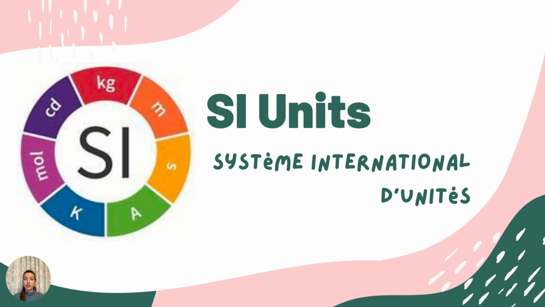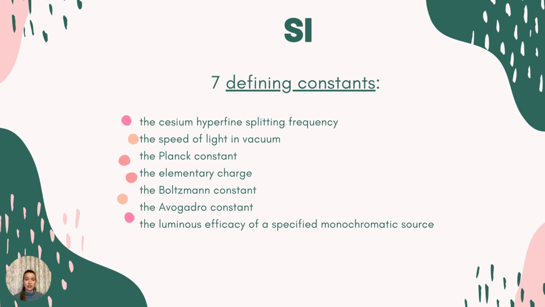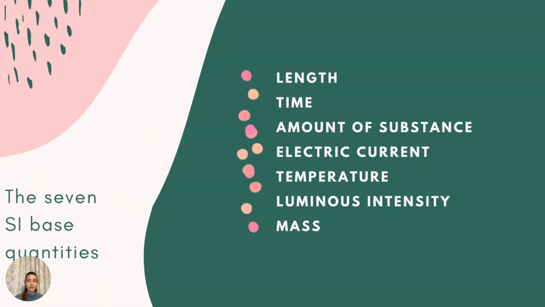Now, first of all, you have to know that SI comes from French, being Système International d'Unité, and this includes 7 defining constants, which are the cesium hyperfine splitting frequency, the speed of light in vacuum, the Planck constant, the elementary charge, the Boltzmann constant, the Avogadro constant, as well as the luminous efficacy of a specified monochromatic source.